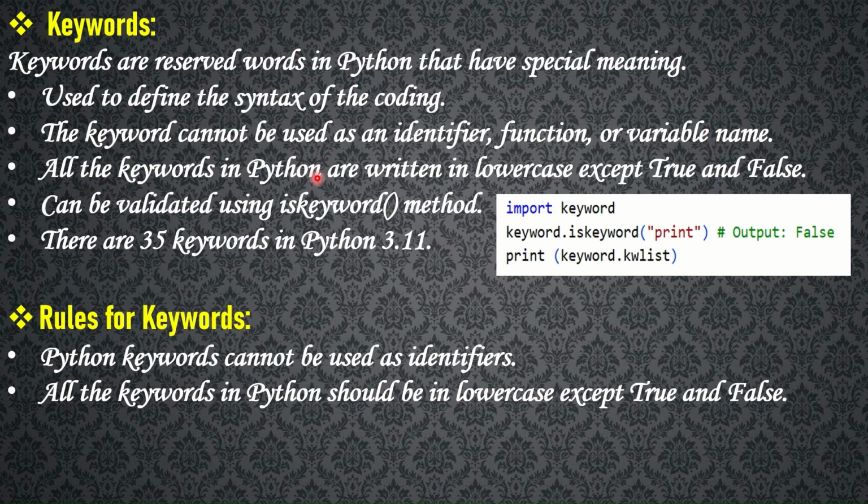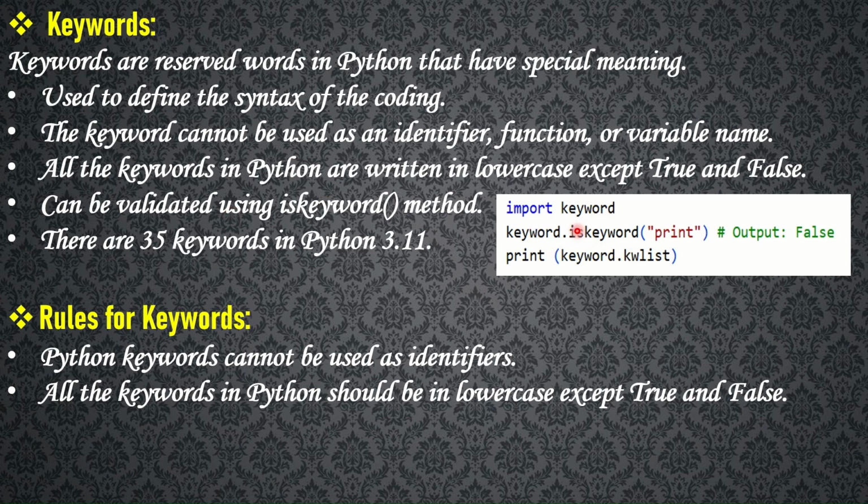And all the keywords in Python are written in lowercase only, except two keywords, and those words are True and False. Except these two keywords, all the keywords in Python are in lowercase only. And these keywords can be validated using the iskeyword method. So to validate an identifier, we have the isidentifier method, right? Similarly, we have the iskeyword method to check whether the defined keyword is valid or not.